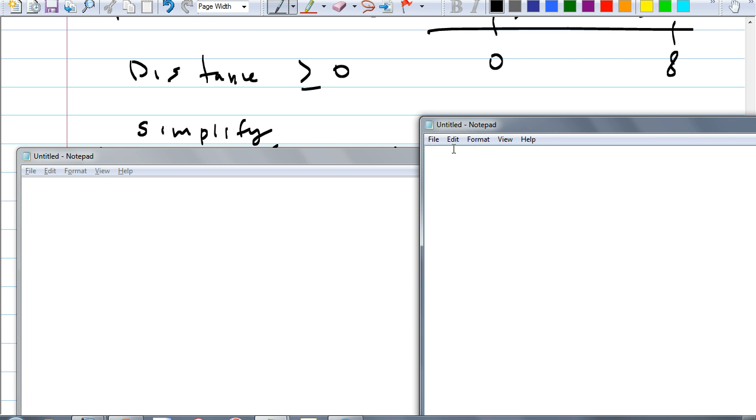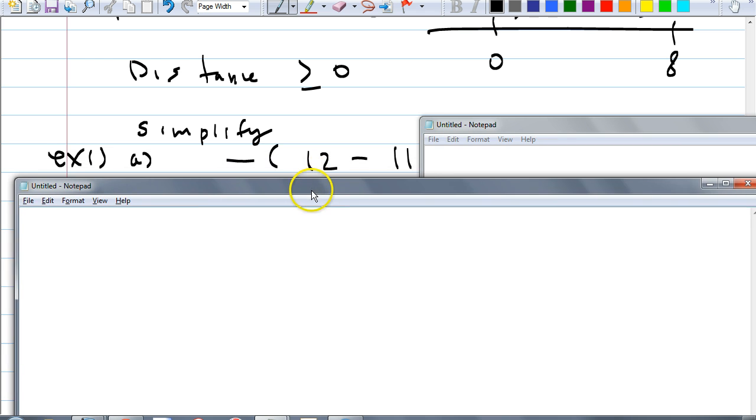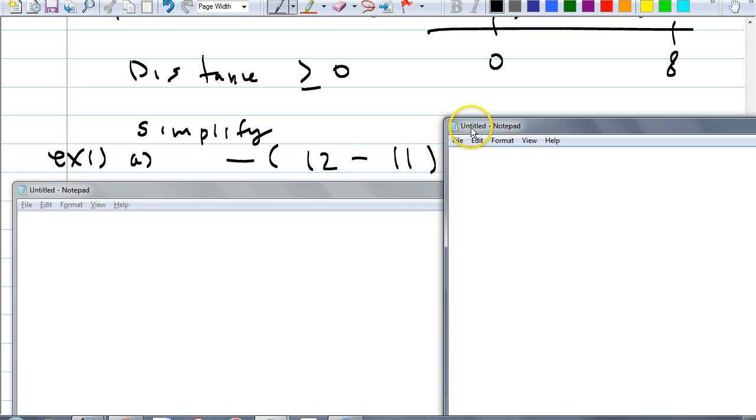So we're going to combine all these things that we just talked about: opposite of a number, absolute values of a number. And let's do some examples for these, okay? So for example, example 1a says simplify negative of 12 minus 11, okay? So you could think of this as, by the way, what does this negative mean, really? Yeah, Claire?